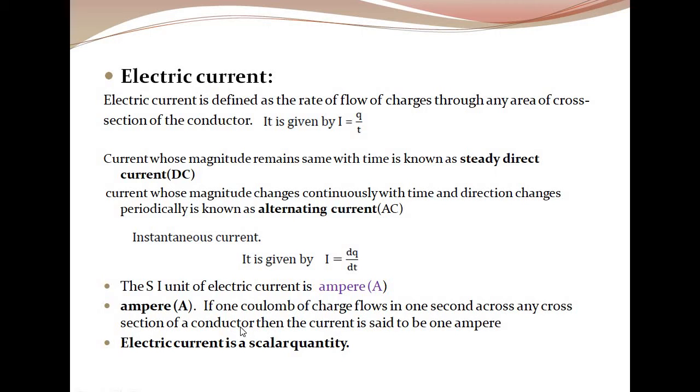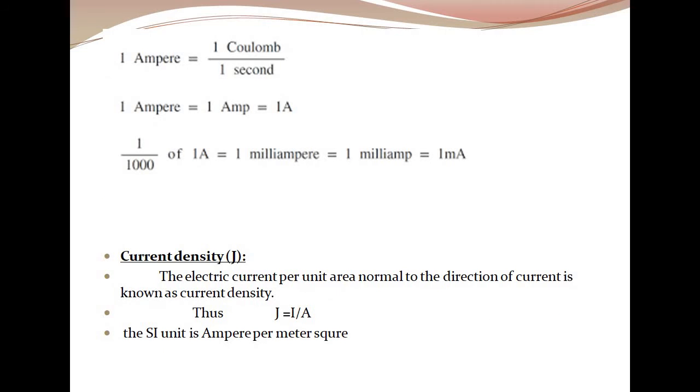Electric current is a scalar quantity because it has only magnitude. Though it flows in a forward or backward direction, it does not depend on direction. So electric current is a scalar quantity, with only magnitude and no direction. It can be expressed as 1 ampere equals 1 coulomb per 1 second.